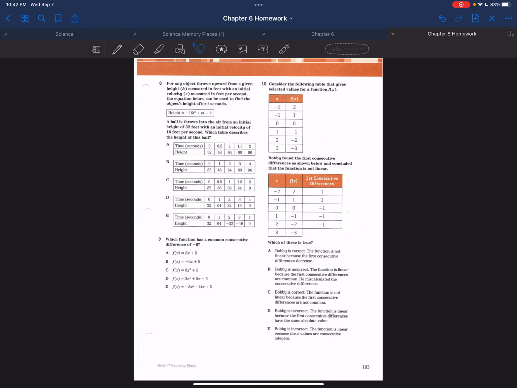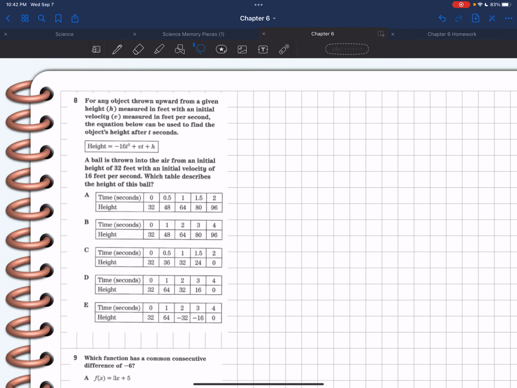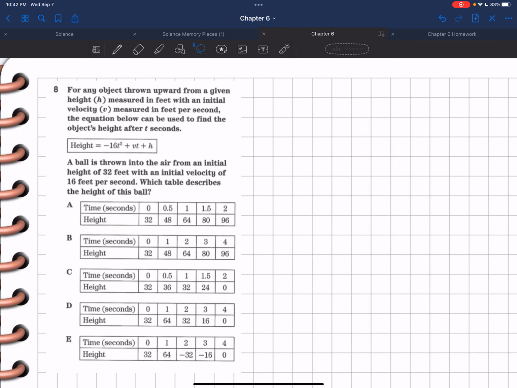I'm on page 103 in the exercise book, and we are looking at problem 8. Now I am going to go ahead and move this over to my notebook because I need a little bit of space on this one. It says, for any object thrown upward from a given height, measured in feet, with an initial velocity measured in feet per second, the equation below can be used to find the object's height after 10 seconds.